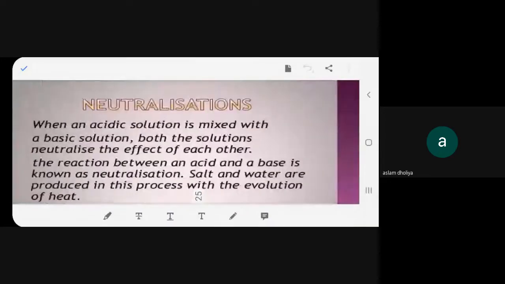Now the next part is we have done acid, we have done base. Now what are we going to do? Neutralization. What is neutralization, by the way? If we take an acid and we add something to it, the effect of acid is gone. That is called neutralization. And I get something different. That is called salt.